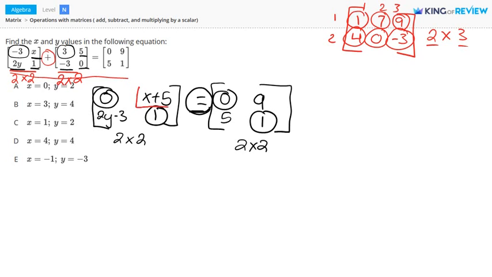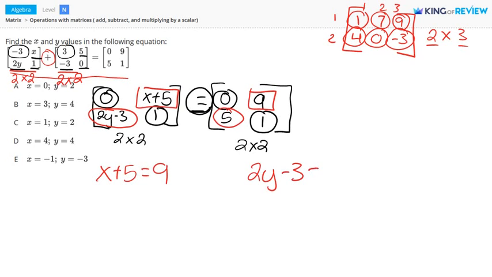So we have x plus 5 is equal to 9, and we have 2y minus 3 is equal to 5. So let's write those out. X plus 5 equals 9, and 2y minus 3 equals 5. So now we have the two equations, and we can go ahead and solve for x and y.